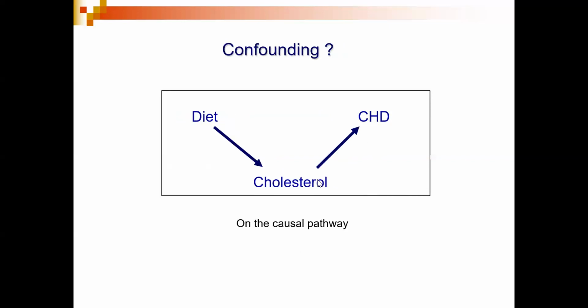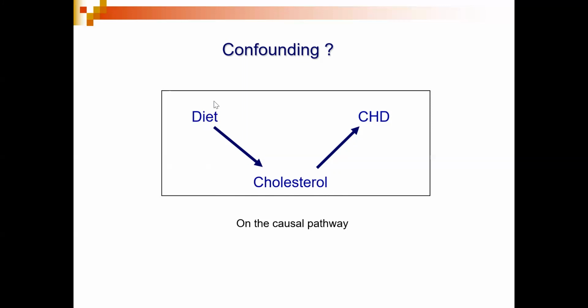Then, as I am explaining, a confounder should not be in the causal pathway. If something is in the causal pathway, it is no longer a confounder. This is a good example which illustrates this: cholesterol in this case cannot be a confounder. Why? Because it is in the causal pathway.